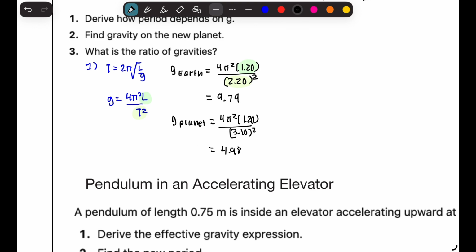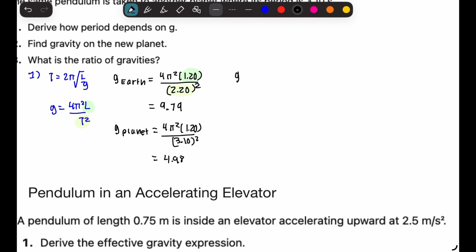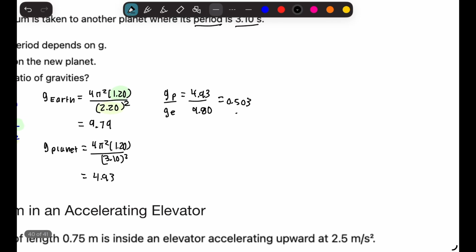So now we have to find the ratio of this. That's going to be gravity of the planet over the gravity of the Earth, and that's going to be 4.93 divided by 9.80, and that's going to equal 0.503. So therefore we can say that the gravity on the planet is half of Earth.